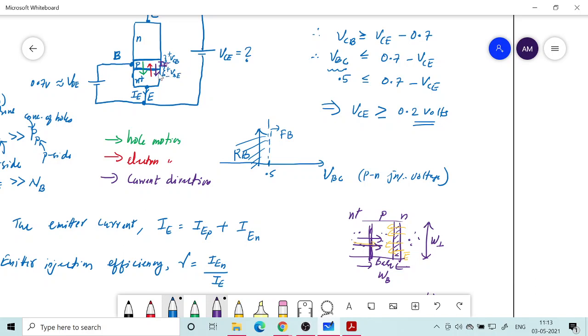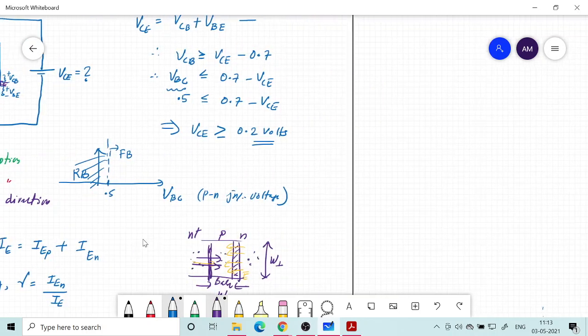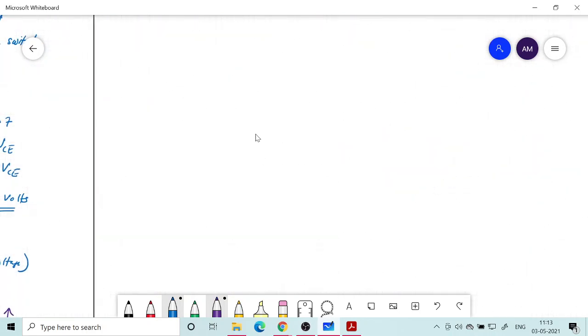Otherwise, if you don't keep this width criterion strictly smaller, there are lots of holes inside the base region with which the electrons that have come from the emitter will combine. Recombination will happen, and that will constitute a base current. We don't want that recombination to happen. We cannot completely avoid it, but we can minimize it.